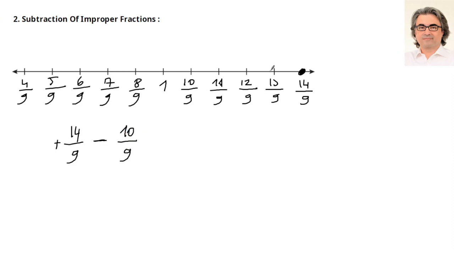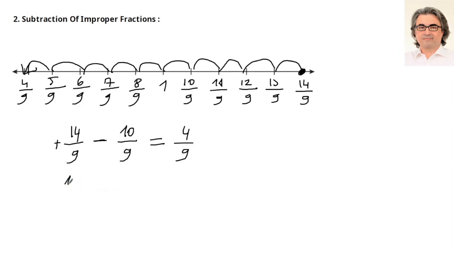You should go 10 units to the left of 14 over 9. 10 units. 1, 2, 3, 4, 5, 6, 7, 8, 9, and 10. I reached this point finally. So the final point that I reached is 4 over 9.